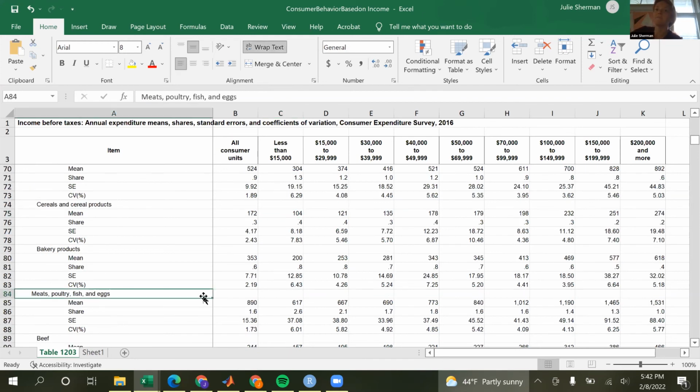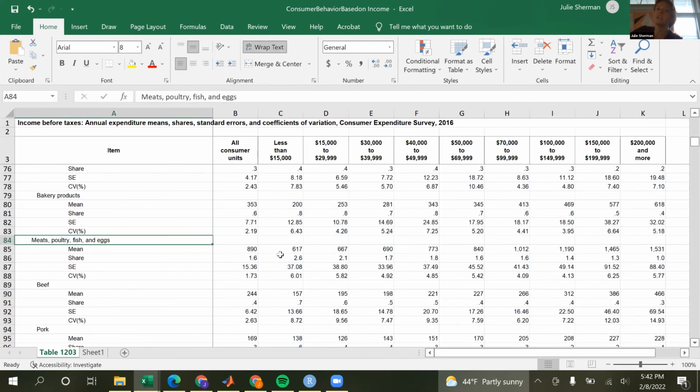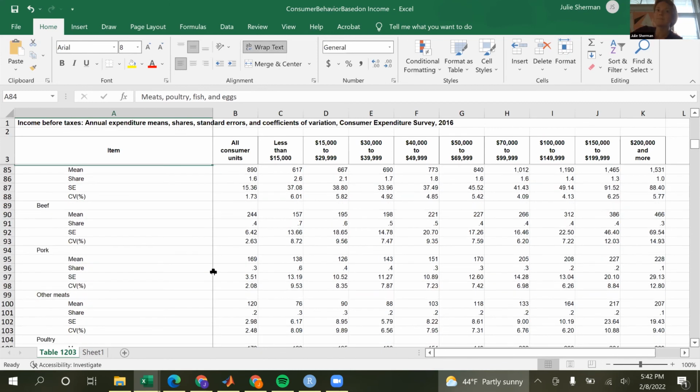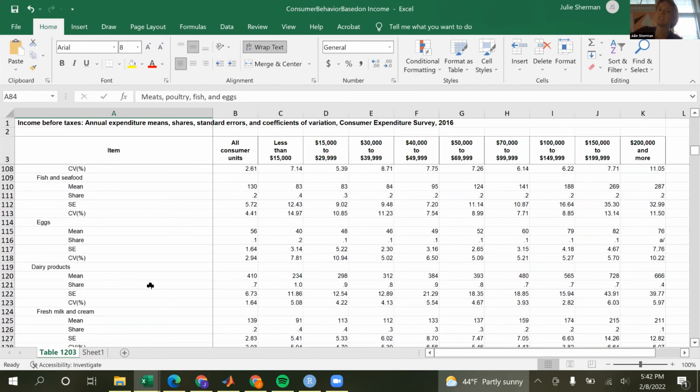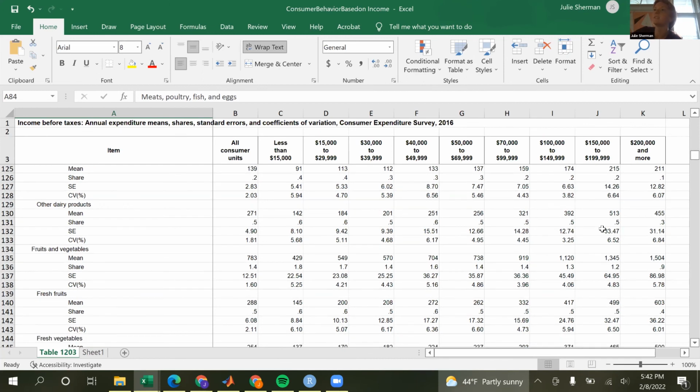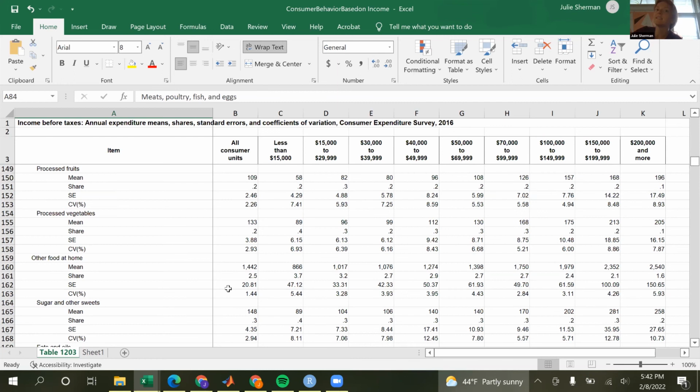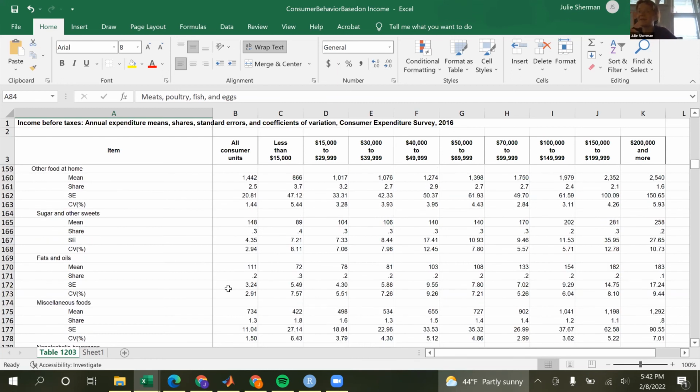Then we look at fish and we see how much in each category these different income levels are spending. So I think that this data, more so maybe than the first data sheet, is going to be really helpful, at least how I'm envisioning the problem. Okay.